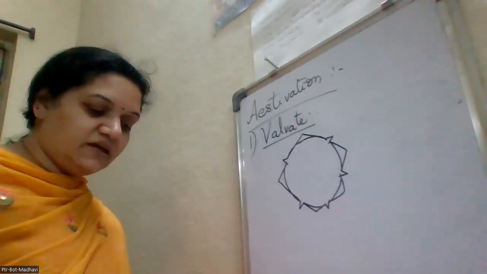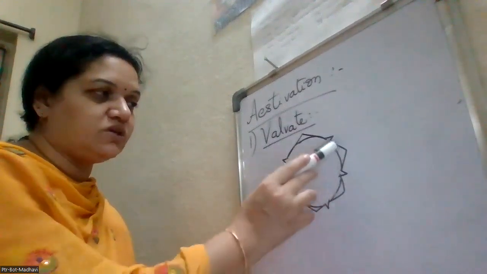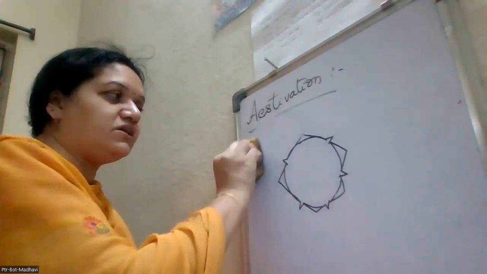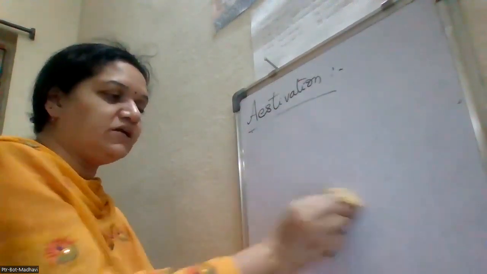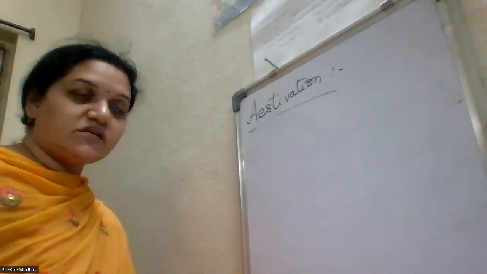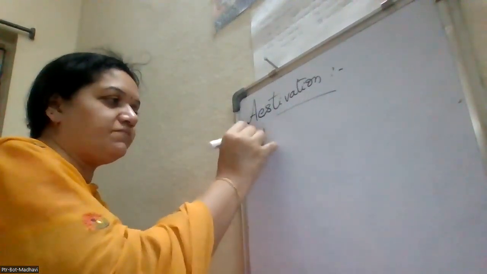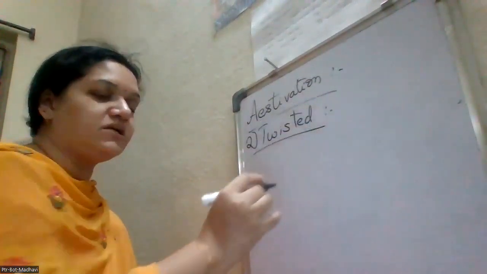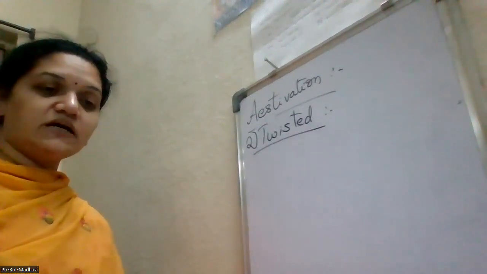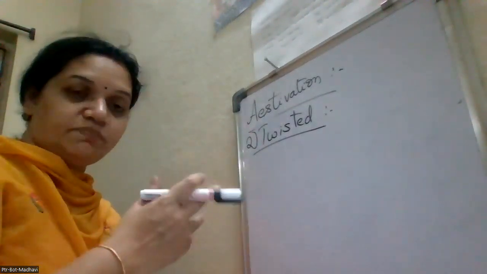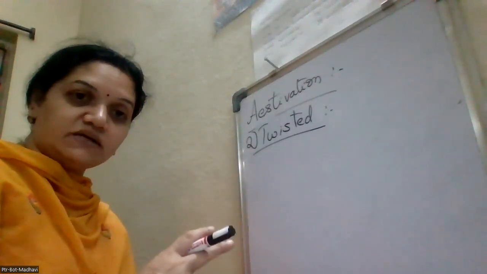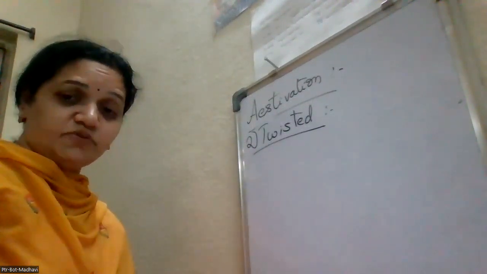In this, how many petals? 1, 2, 3, 4, 5. Five members, constant, but that is valvate aestivation. And the next one is the twisted type of aestivation. In twisted type of aestivation, the petals or sepals are twisted at the base and at the top, so that the ends of the petals are overlapping on one another. That is nothing but the twisted type of aestivation.